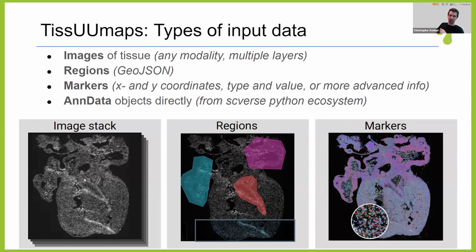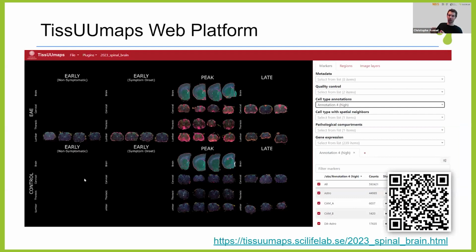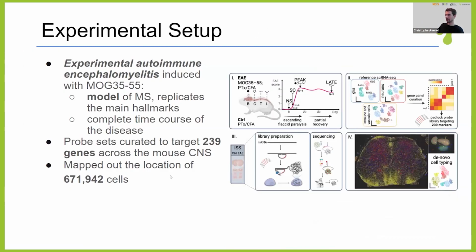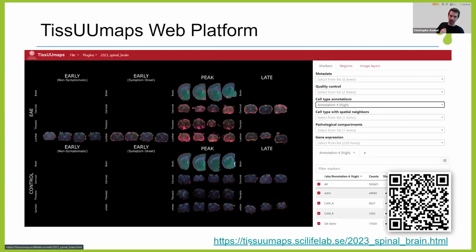This can be loaded directly from an AnnData object, which is the object that is created in Python when you do spatial omics, like spatial transcriptomics and so on. So you can directly load that in Tissue Maps. And so for this project, we shared online, as part of the publication, a Tissue Maps web interface that you can check on this link here. I can put that in the chat if you want later, sorry. Or if someone can put it in the chat, then you can explore the data, and I will give you a small demo of the platform now.